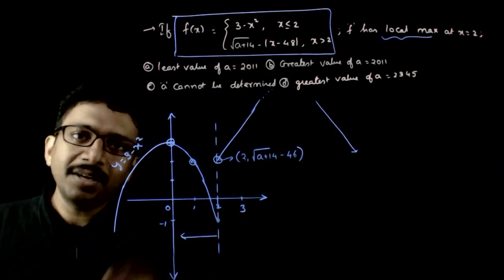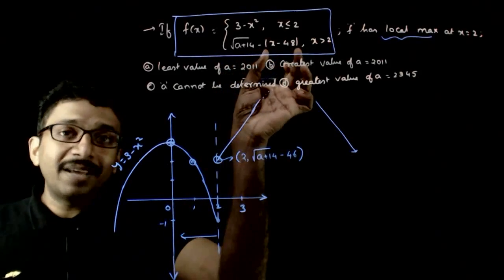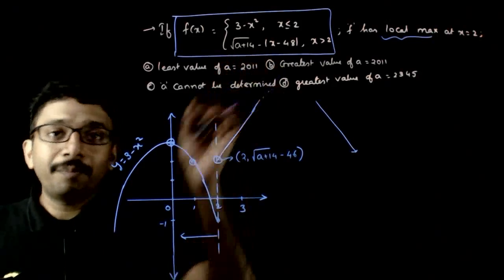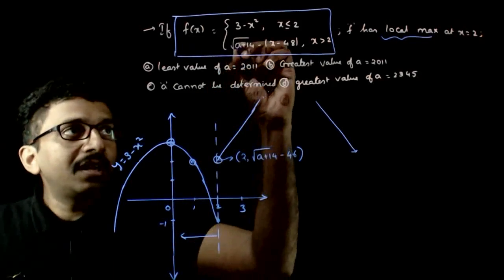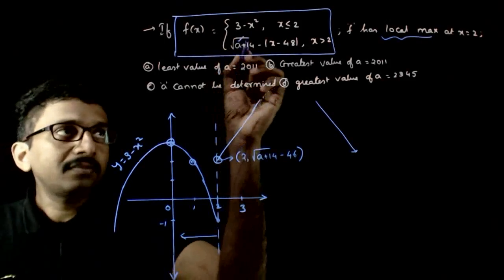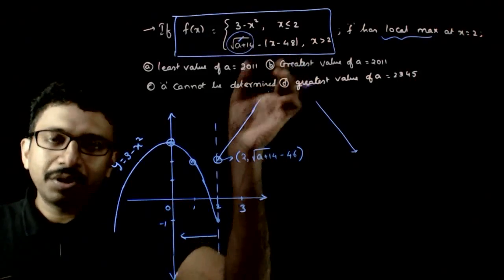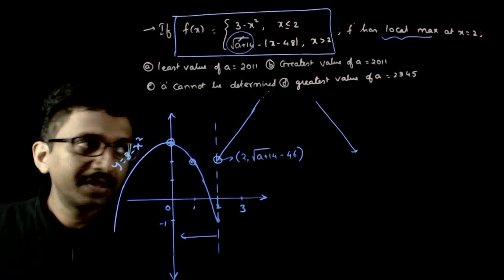And when x is greater than 2, the function is negative of |x−48| plus √(a+14). Here a is a constant, so √(a+14) is a constant. So the graph mostly depends on |x−48|. So you know how to draw the graph of |x−48|.